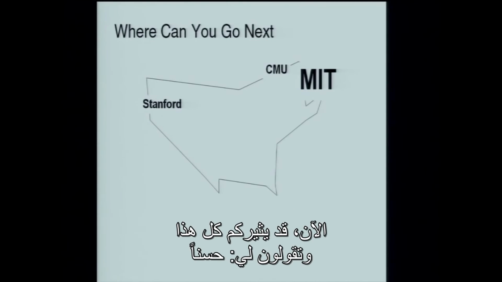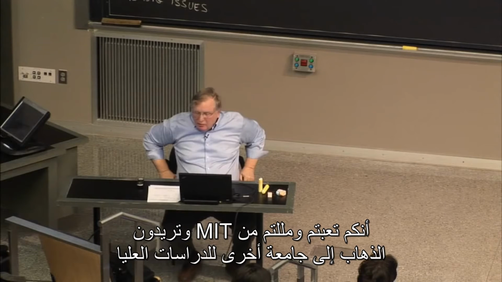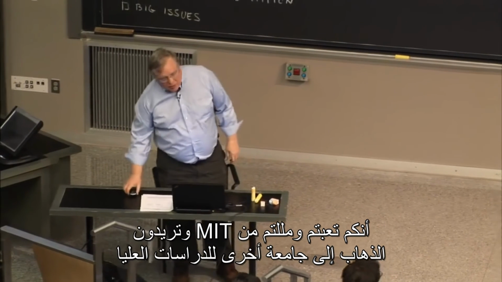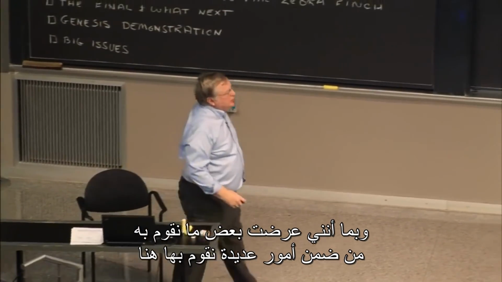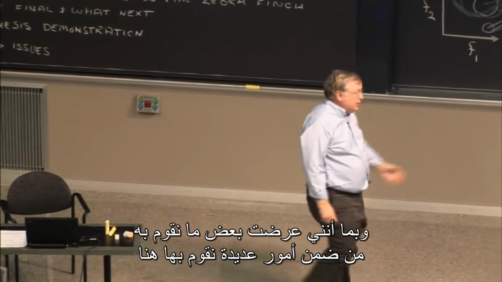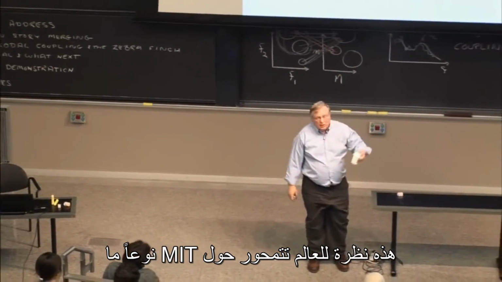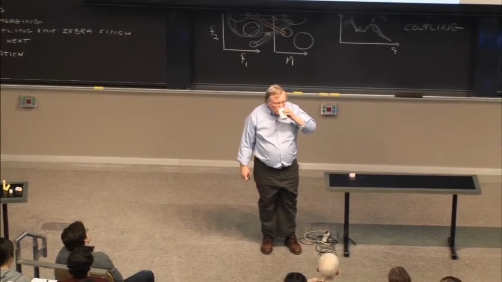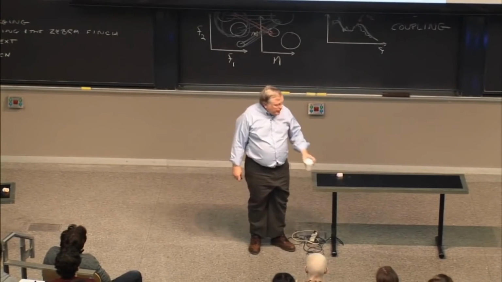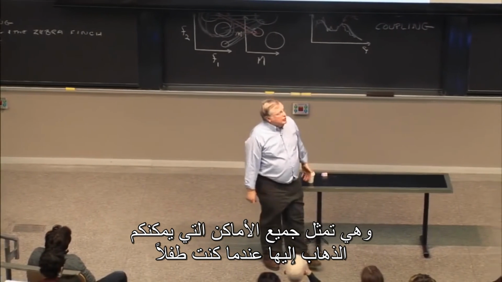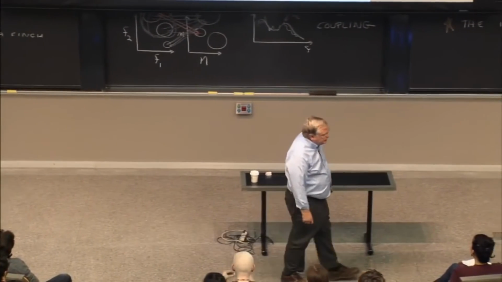Now, all this might turn you on. You would say to me, well, you're sick and tired of MIT. You'd like to go somewhere else for graduate school. So now that I've demonstrated what we do here, one of the many things we do here, I'll talk a little bit about other places you can go. This is a sort of MIT-centric view of the world. It represents all of the places you could go when I was a kid.